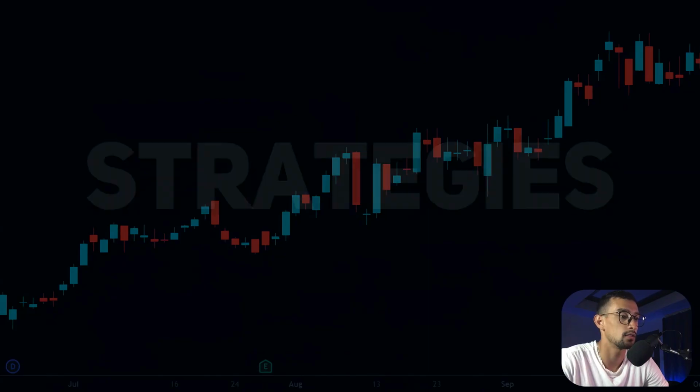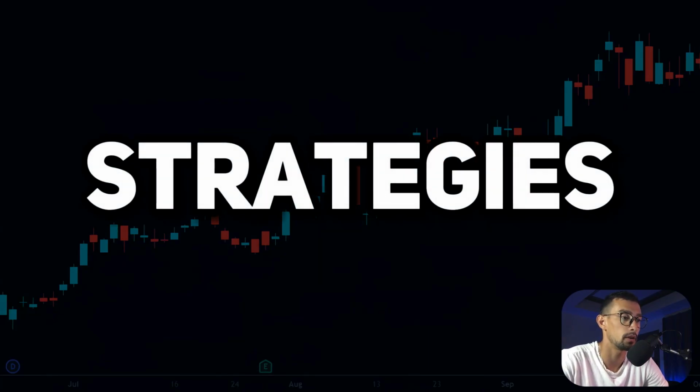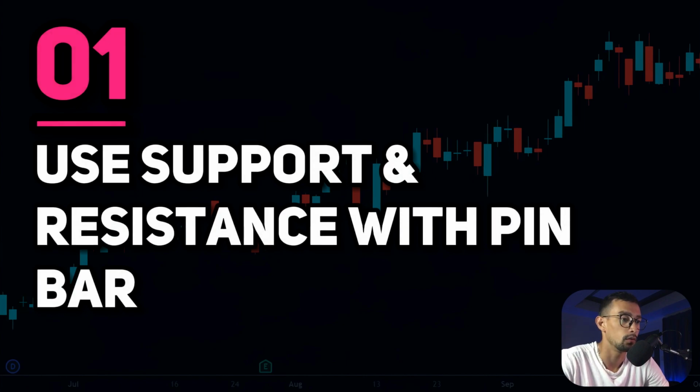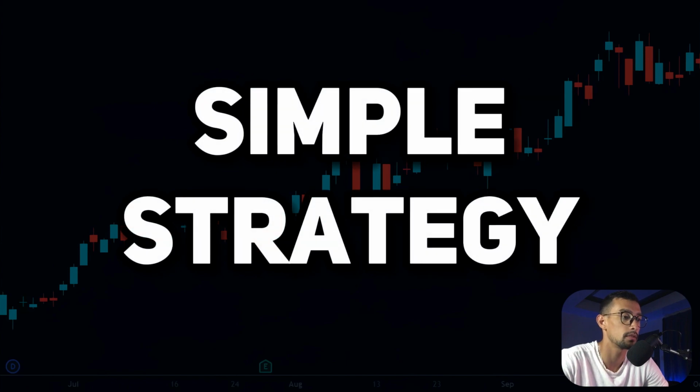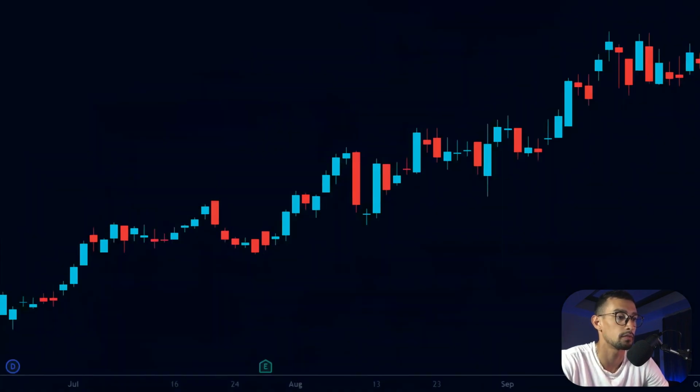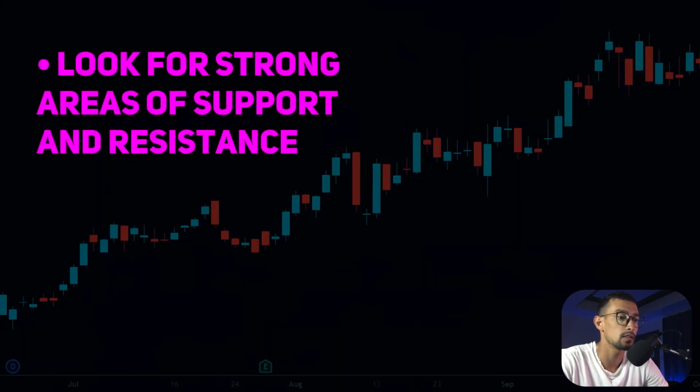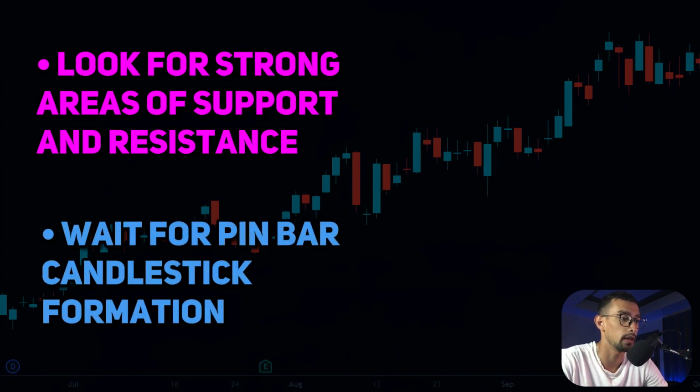So here are strategies that can be used for the pin bar candle. Strategy number 1. Use support and resistance with the pin bar candles. This is a pretty simple strategy, and the title speaks for itself. We look for strong areas of support and resistance, and we will wait for the formation of pin bars at these levels.